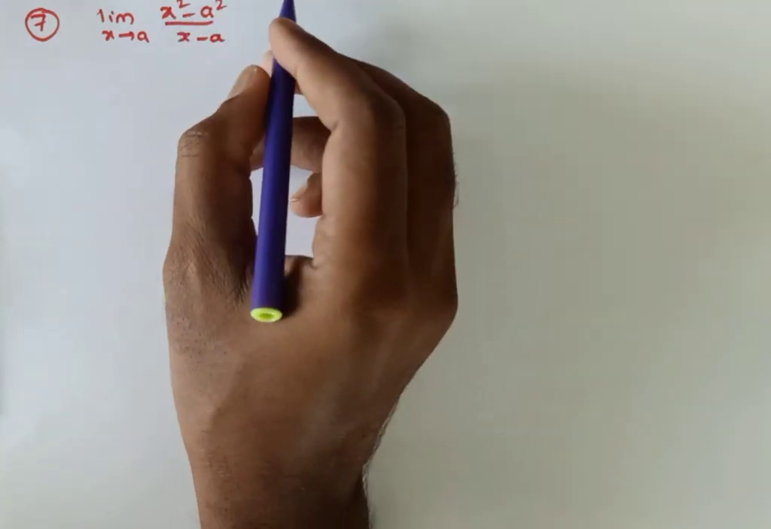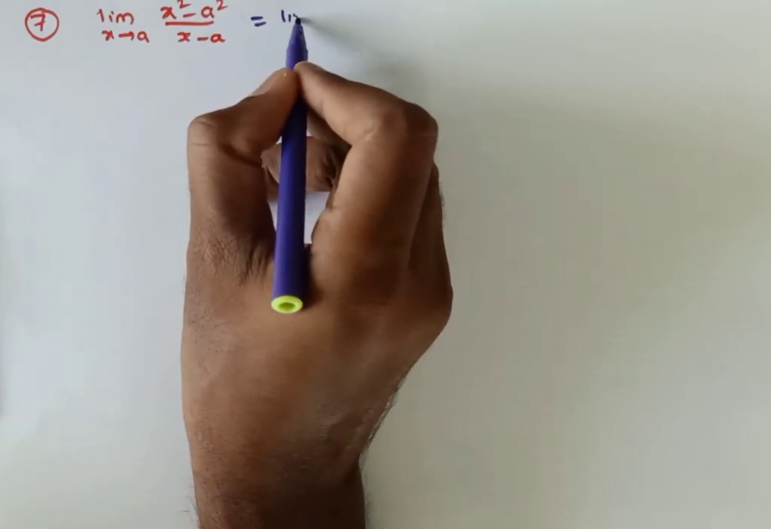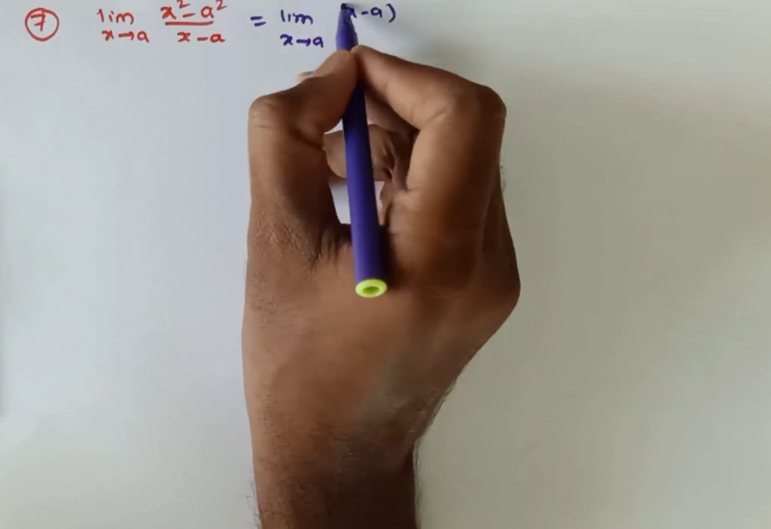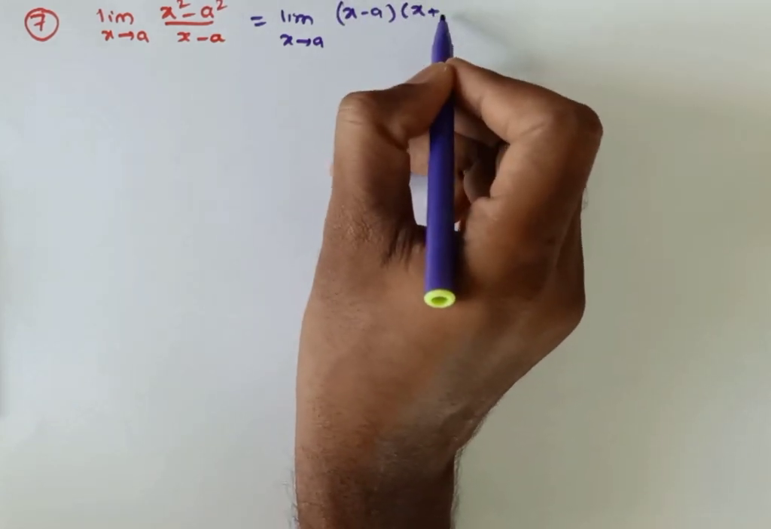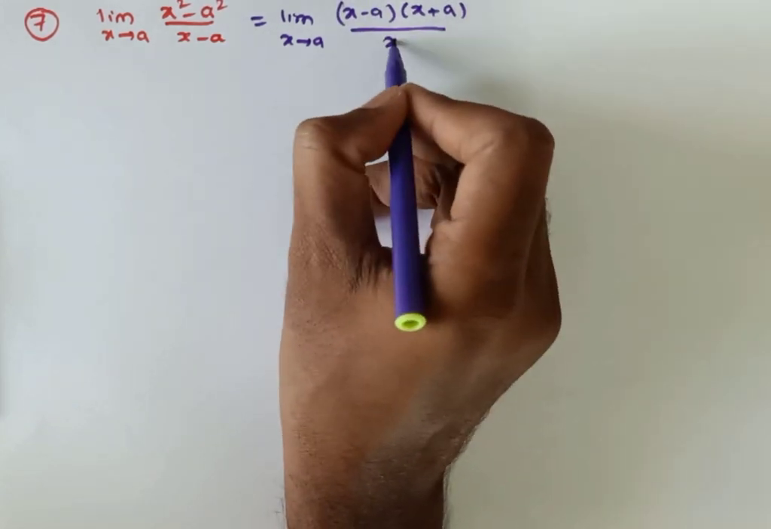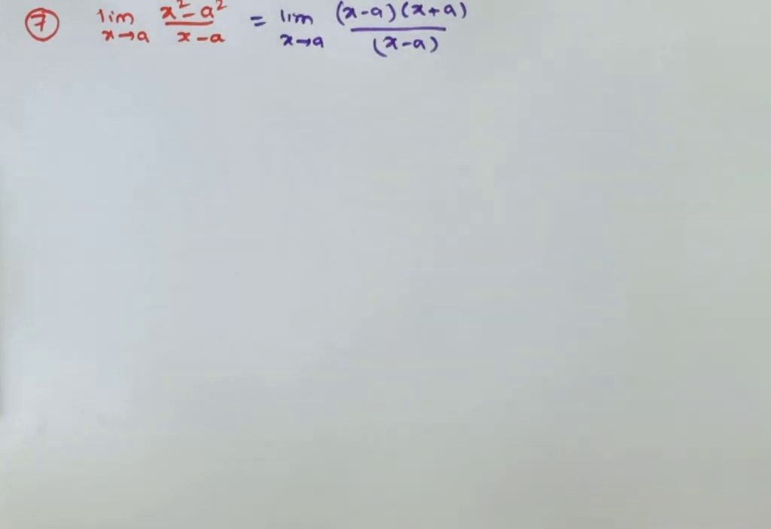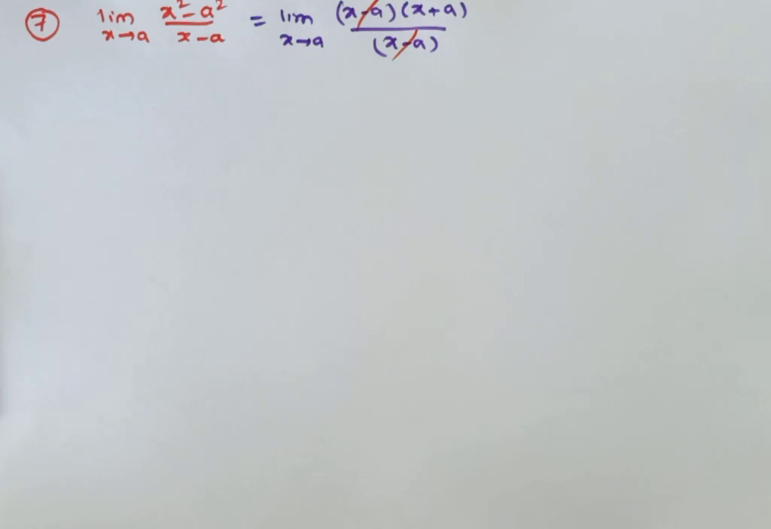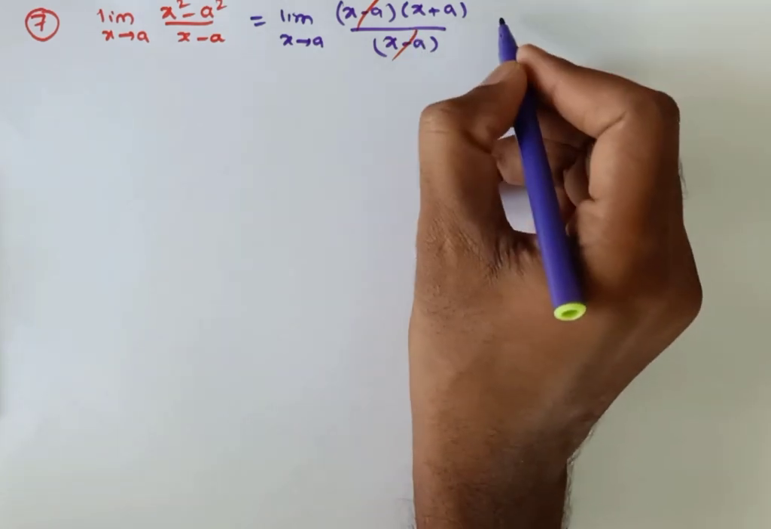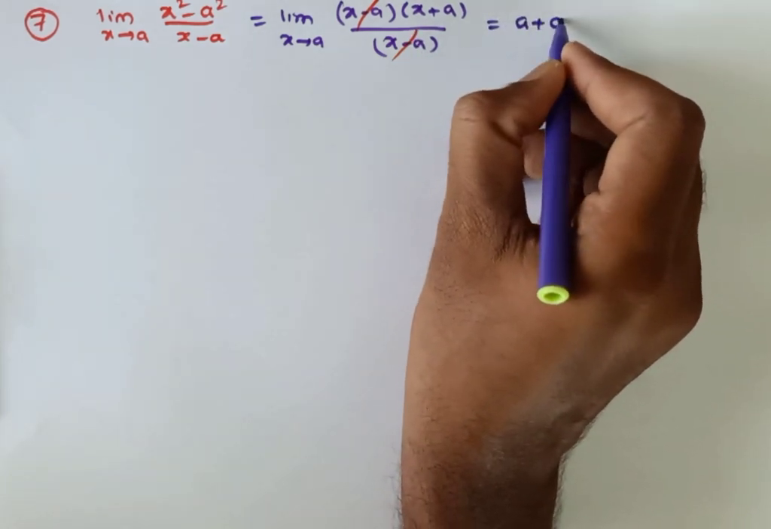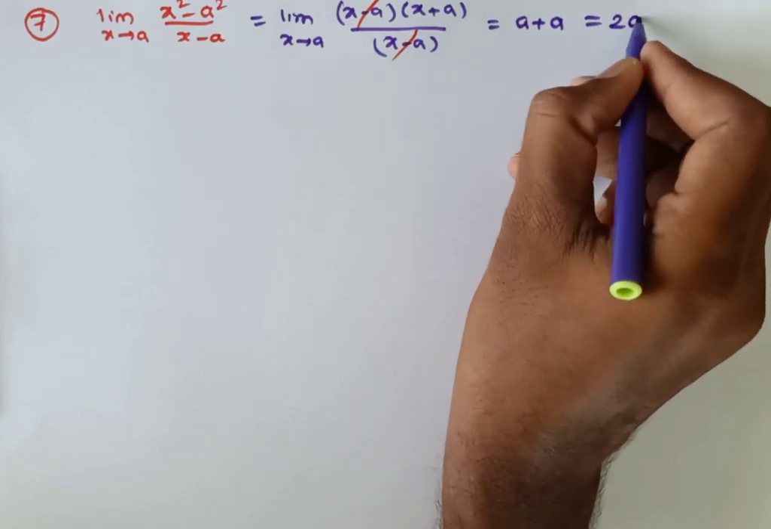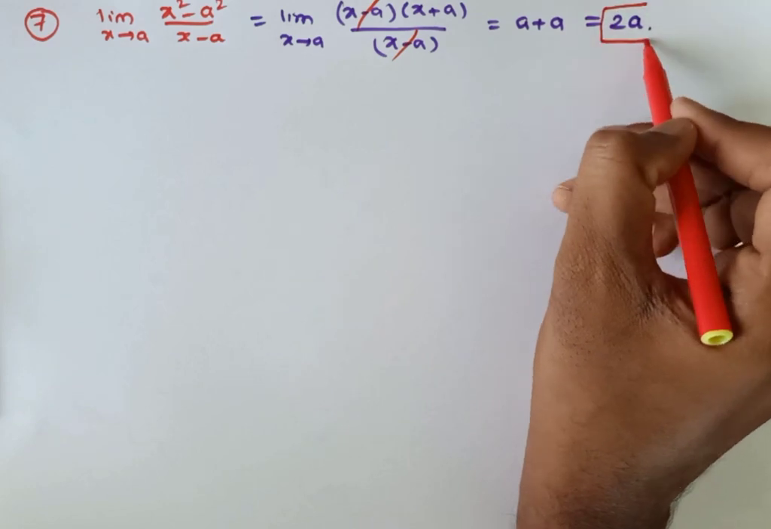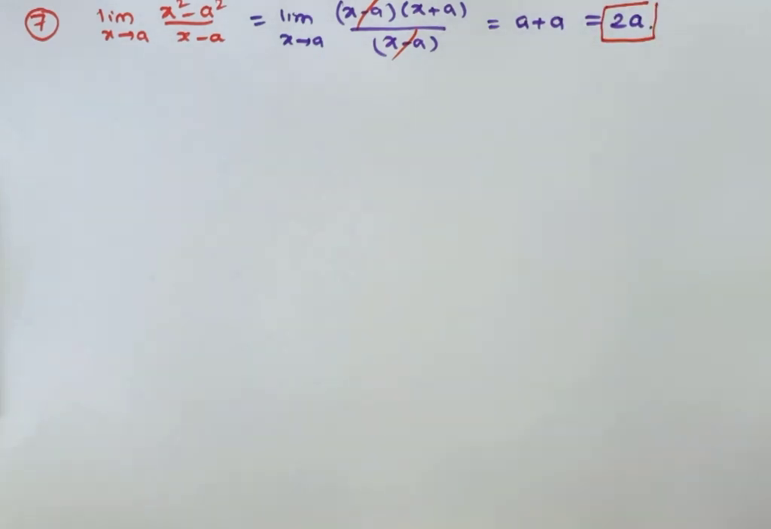It is of the a square minus b square form. So a square minus b square is (a minus b) into (a plus b), right? So (x minus a) into (x plus a) divided by (x minus a). Here you can cancel the common factor, that is x minus a and x minus a. Now you can apply the limit. As x tends to a, x plus a is a plus a, that is 2a. So the limit for this function is 2a.